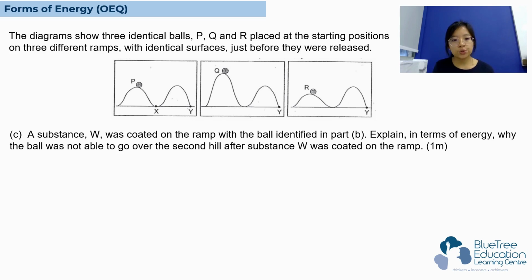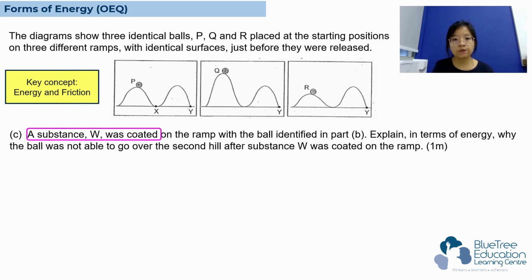The diagram below shows 3 identical balls placed at 3 different ramps. Okay, so in part C, it says that a substance W was coated on the ramp with the ball identified in part B. Explain in terms of energy why the ball was not able to go over the second hill after substance W was coated on the ramp. So this question is testing us on the key concept of energy and friction.